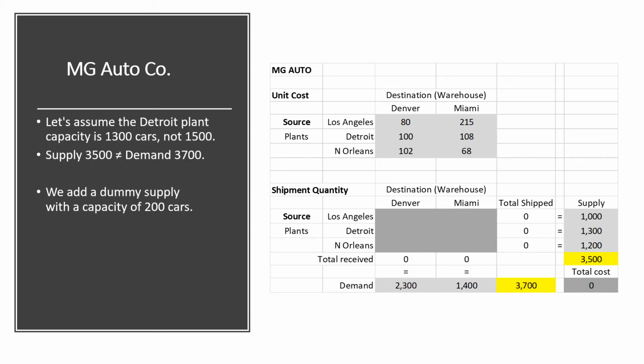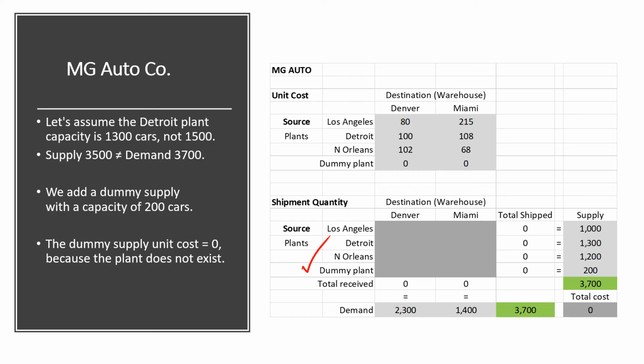For example, let's assume that the Detroit plant capacity is 1,300. So the situation is unbalanced. We have a supply of 3,500 while we're demanding 3,700. Here, because supply is less, what we're going to do is add a dummy supply with a capacity of 200 cars. Okay, so here we have the dummy plant with the extra 200 units, and now my situation is balanced. We have 3,700 from supply and from demand.